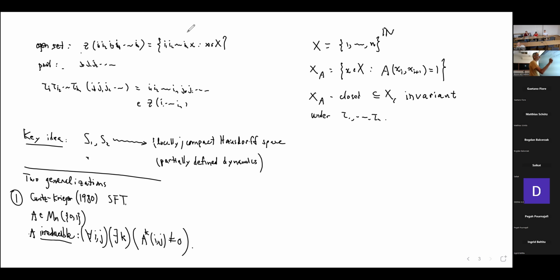So wait, this X_A is always well defined for any matrix A. But if A is irreducible, it has some extra properties. For an arbitrary A, there are some problems. Like it can be the empty set. Or things can sort of be missing, you might just be missing something that might be there. So it's just a convenient assumption that they made for the first go at doing this stuff.